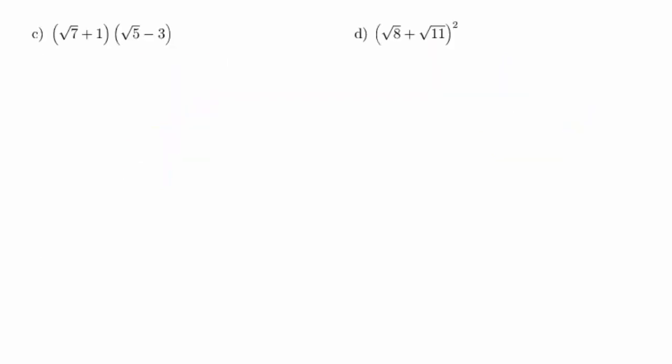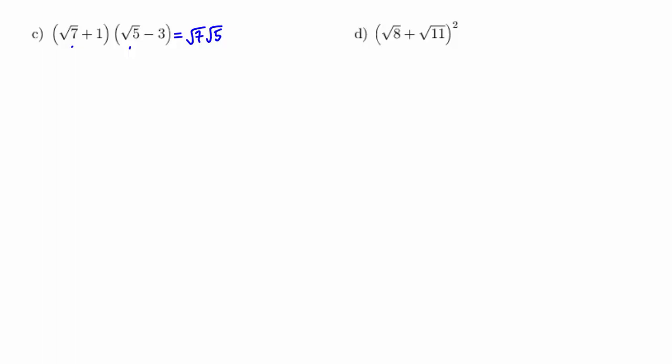Moving on to examples C and D, I'm again going to have to use the distributive property. And actually, I'm going to use the FOIL method here to make sure that I keep track of all of my terms. So this first one, I have the square root of 7 plus 1. I have that number, and then I'm multiplying that by the number the square root of 5 minus 3. So I'm essentially having a binomial times a binomial is how I'll think of this, and so I'll distribute and use that shortcut FOIL method. So I'll multiply the first term, square root 7 times square root 5.